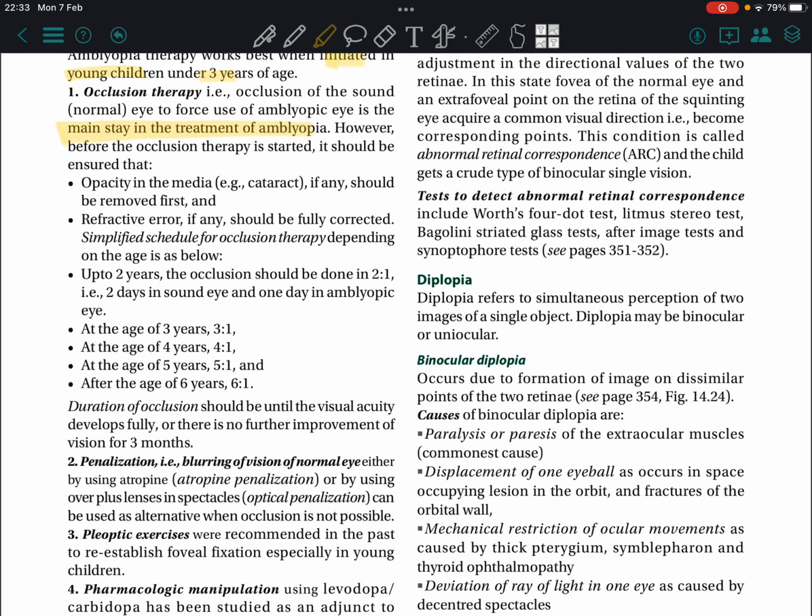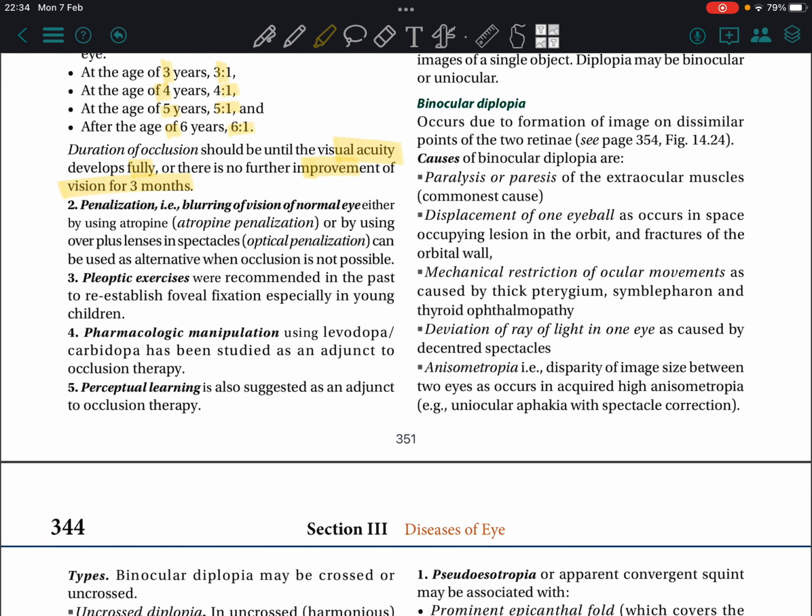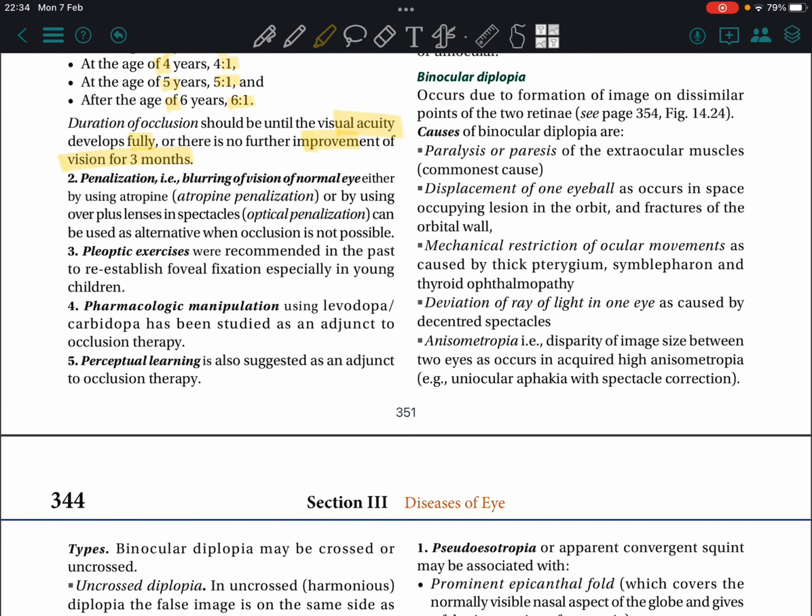Duration of occlusion should be until the visual acuity develops fully and there is no further improvement of vision for 3 months. Penalization, that is blurring of vision of the normal eye, either by using atropine or by using an overplus lens in spectacles, can be used as an alternative when occlusion is not possible. Pleoptics was recommended in the past to re-establish foveal fixation, especially in young children.